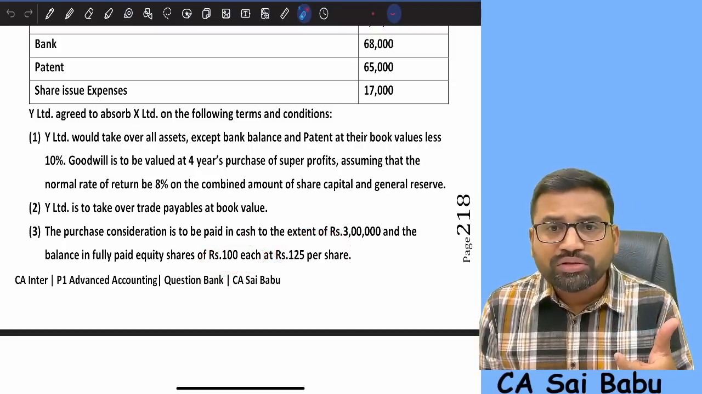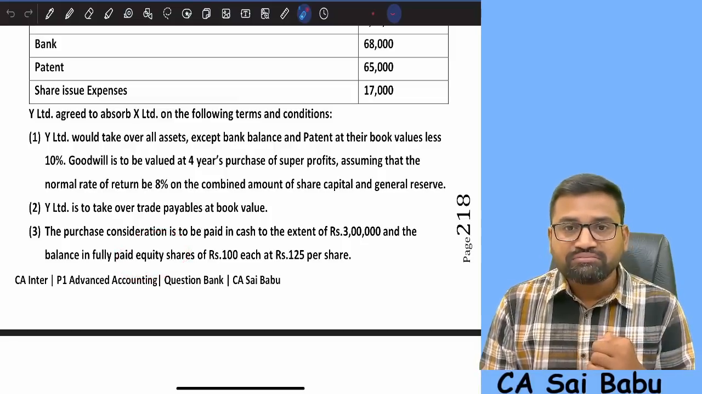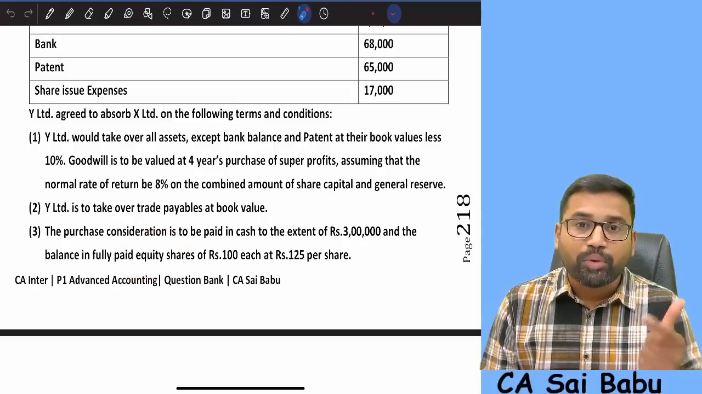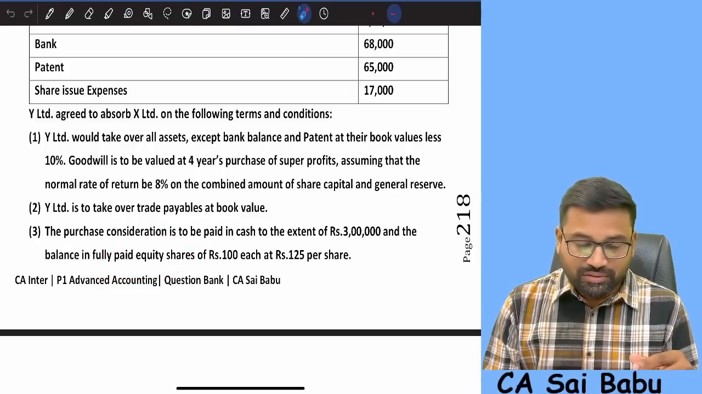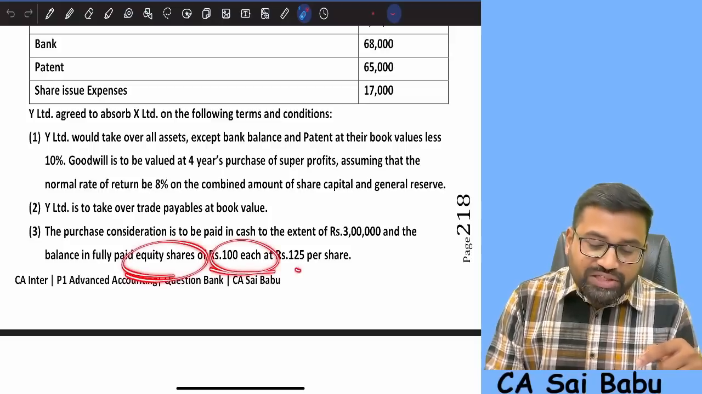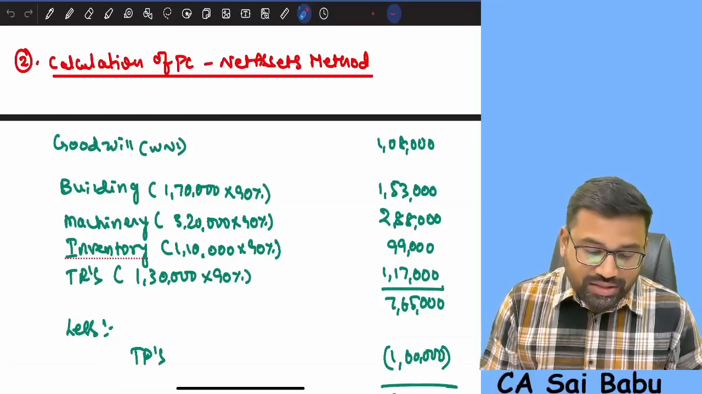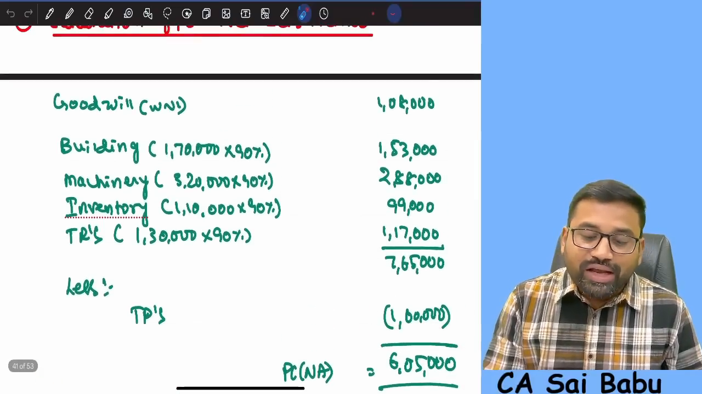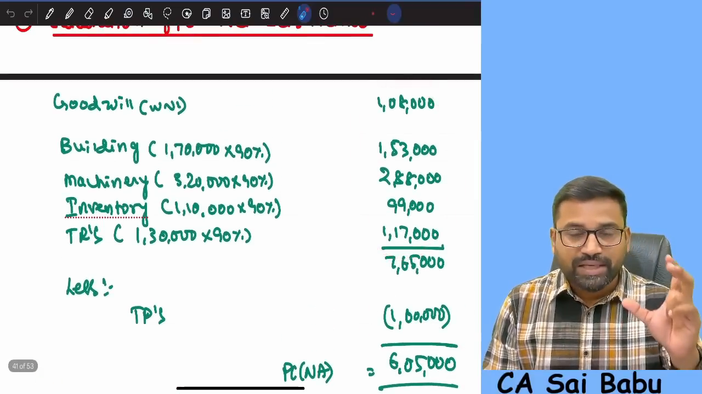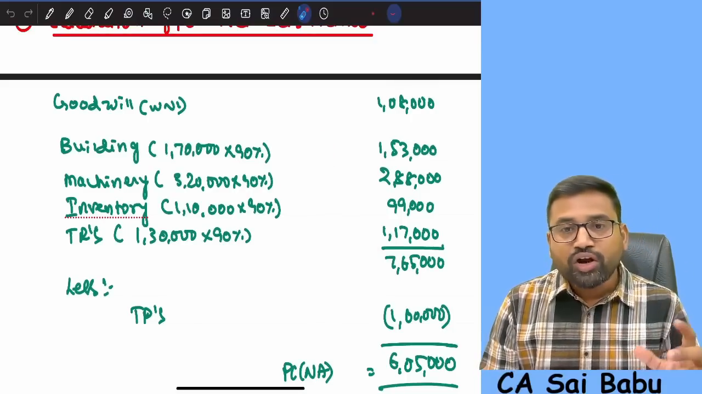But for what amount? Are you able to quantify the amount in the form of equity shares? Here, no. You know the mode, but you don't know the amount. For what amount am I going to issue equity shares? I know I am going to issue equity shares of 100 each at 125 per share, but for what amount? We don't know. Therefore, here in this case, we will follow the net assets method to calculate the PC. And when you are calculating net assets, PC under the net assets method, consider agreed value if it is given. If not given, book value.